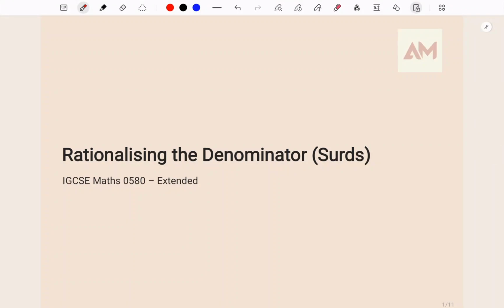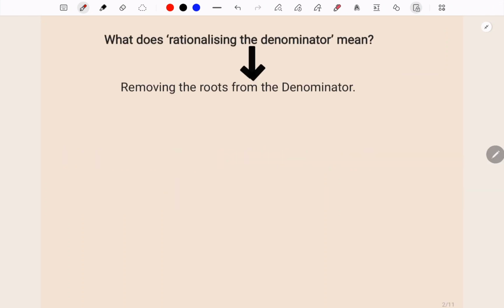In this video, we are going to learn how to rationalize the denominator when working with surds. We will also be solving many example questions so that you can understand the concepts very well. So what does rationalizing the denominator mean? It simply means removing the roots from the denominator.